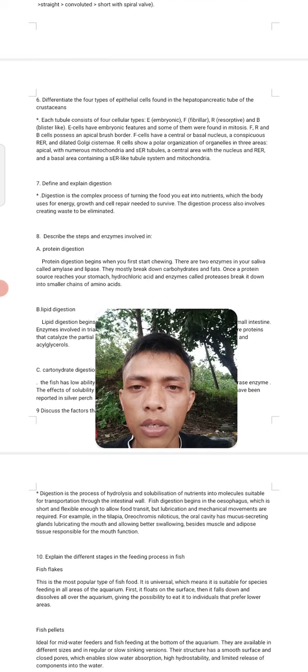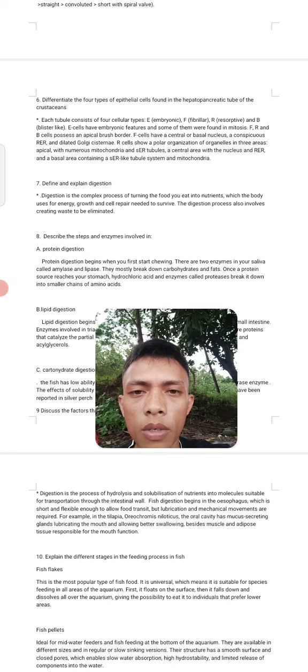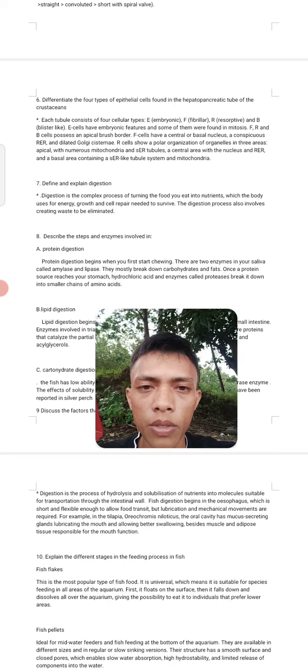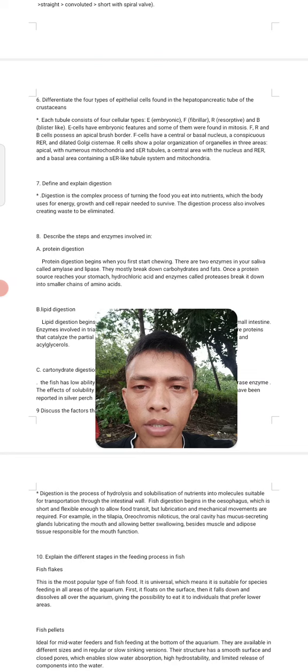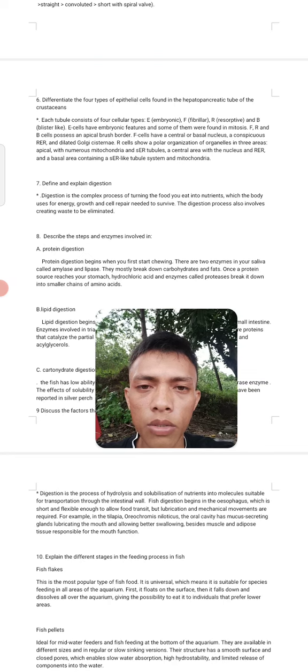Number 7. Define and explain digestion. Digestion is the complex process of turning the food you eat into nutrients which the body uses for energy, growth and cell repair needed to survive. The digestion process also involves creating waste to be eliminated.